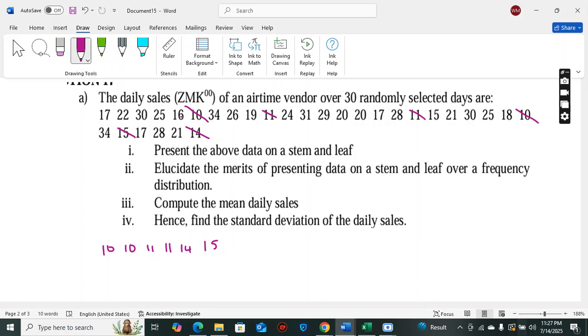I have a 16 here. Oh, 215. Oh, yes, here's another 15. Okay, so let me just put this 15. There are two 15s, and there is a 16. There are three 17s, huh? Okay.